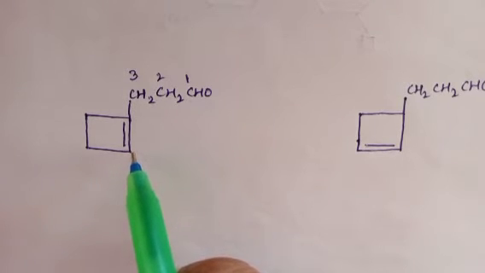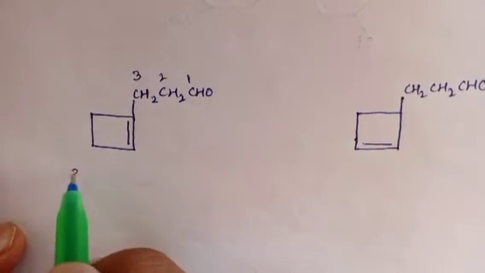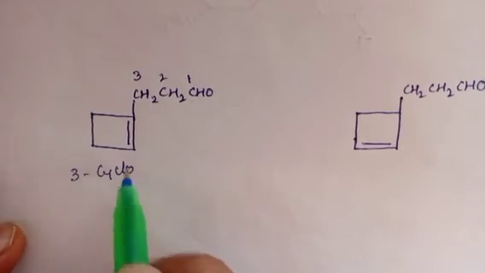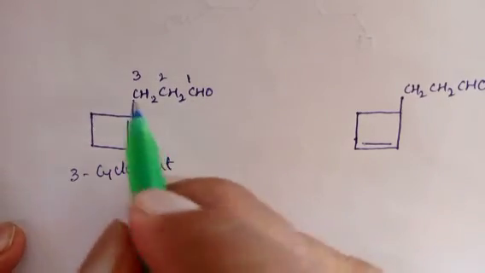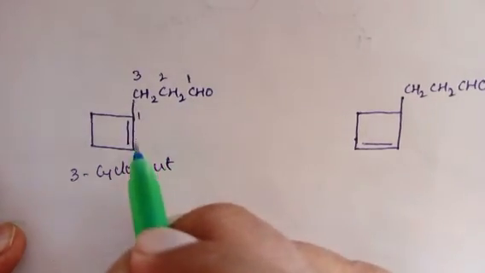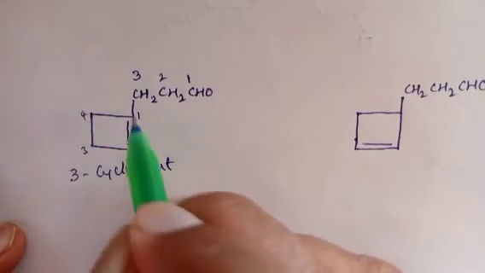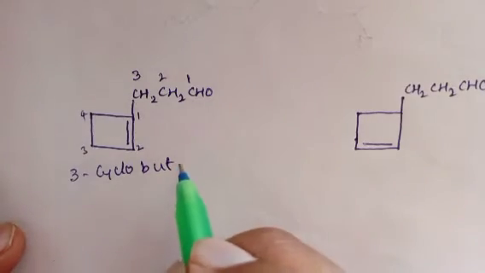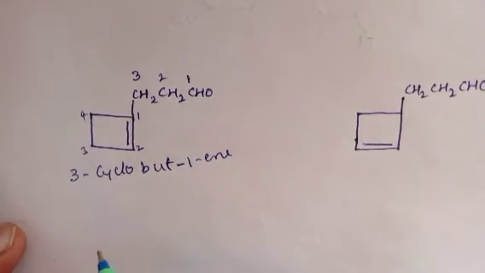Cyclobutene. Okay? So 3-cyclobut, at what position? For this one, give the numbering 1, 2, 3, 4. This is numbering because here the double bond is present. So 3-cyclobut-1-ene. The substitution part is completed.